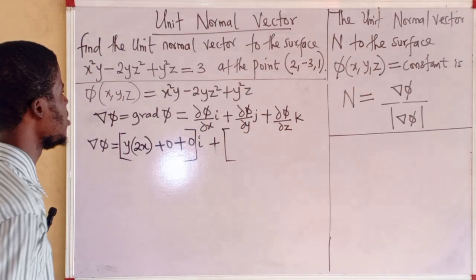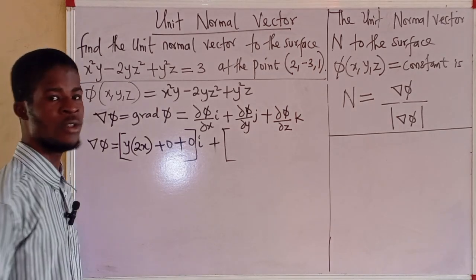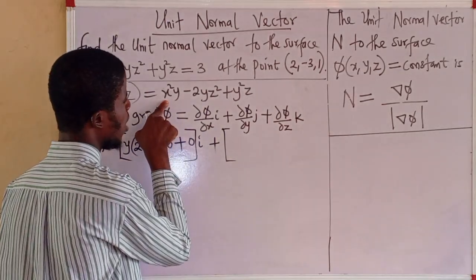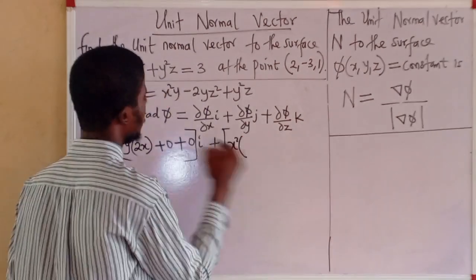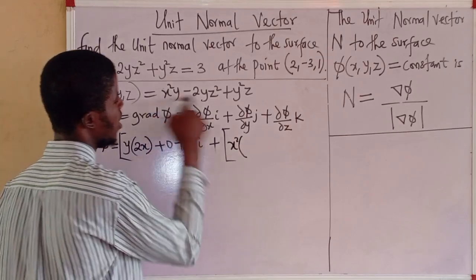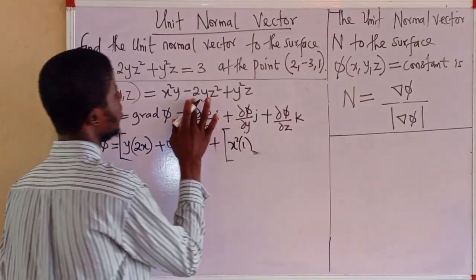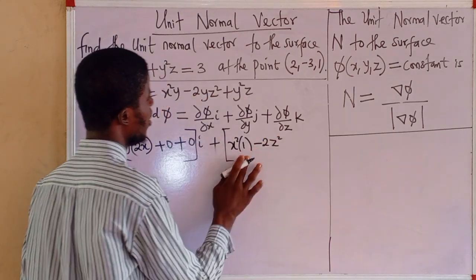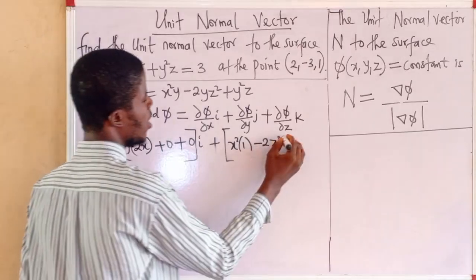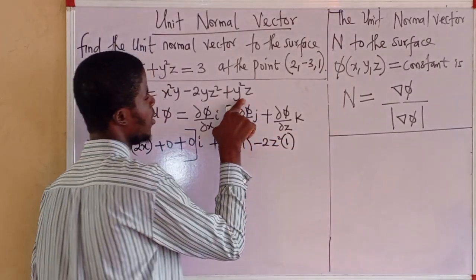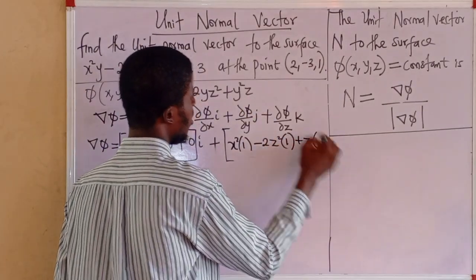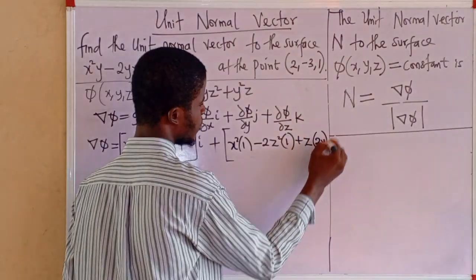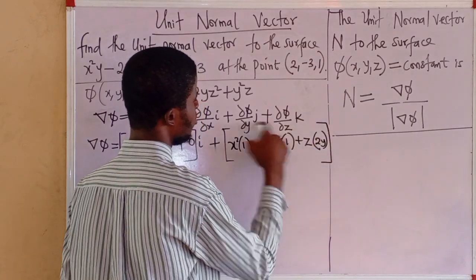plus, let's now differentiate again with respect to y. That means that we are going to keep x and z as constant. So let's differentiate this first one with respect to y, keeping x squared as a constant. Differentiate y with respect to y, that's 1. Here I'll keep minus 2z squared as a constant, and then differentiate y with respect to y, and that's 1 also. Here I'll keep z as a constant, differentiate y squared with respect to y, that's 2y, times j.